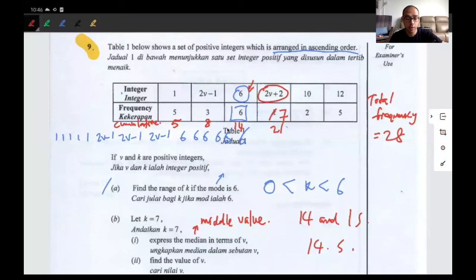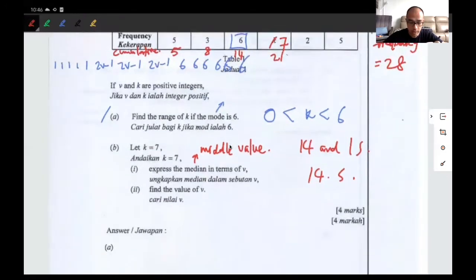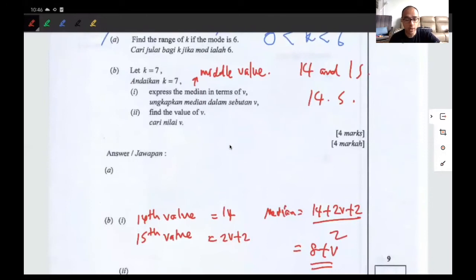Okay. Now, in order for us to find the value of v, we need to understand this. Since all these integers are arranged in ascending order, isn't the 14th value 6? Oh, did I say 6? Oh, yeah. Okay, thank you. So the 14th value is 6.